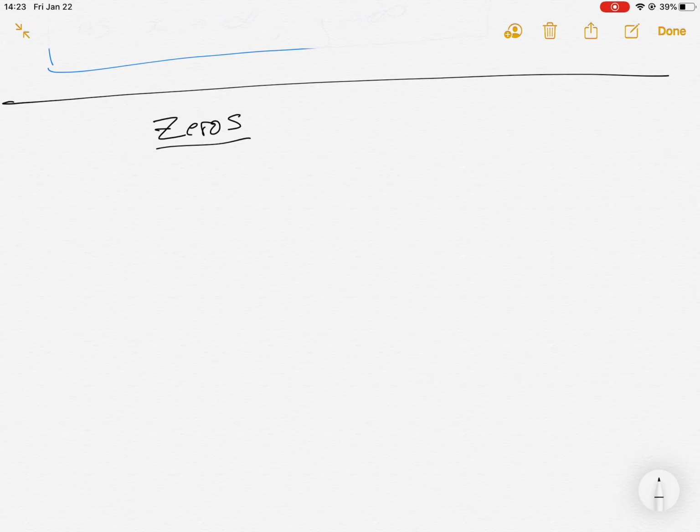The next item to discuss with polynomials is really what happens in the middle. And like I said in the previous video, that's the zeros, which means we're really going to be talking about the x-intercepts.